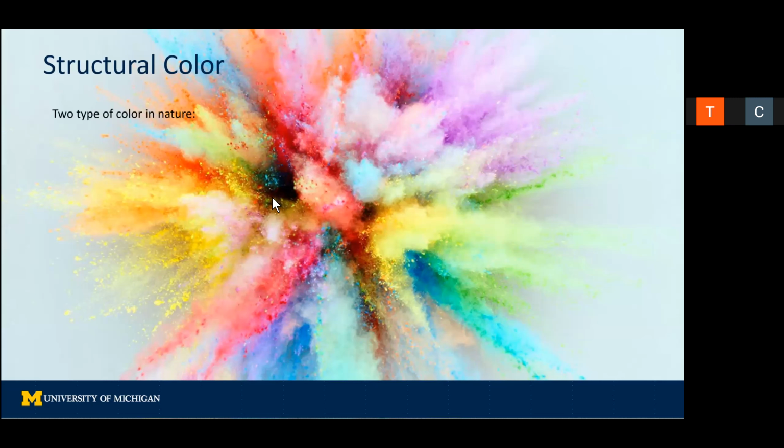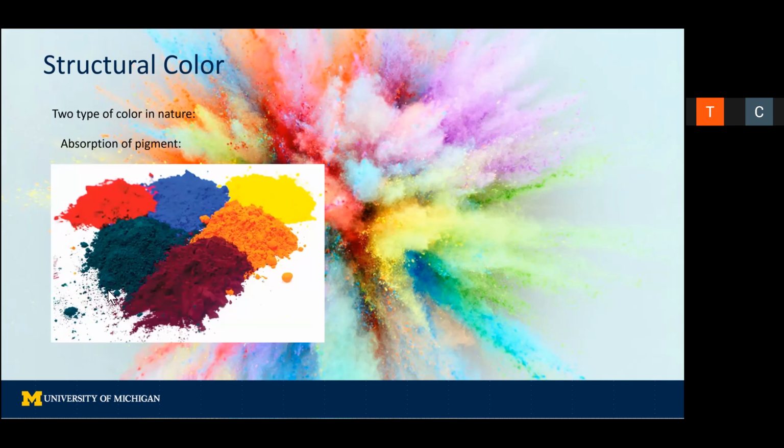Well, in terms of color, we might need to think about what the origin of color in nature is. There are actually two types of colors in nature. The first one comes from the absorption of pigment. We know that.